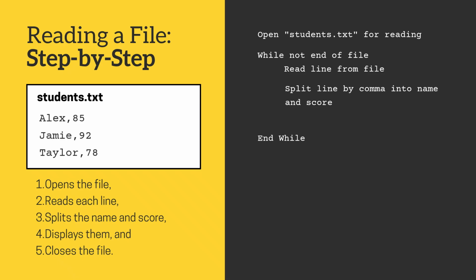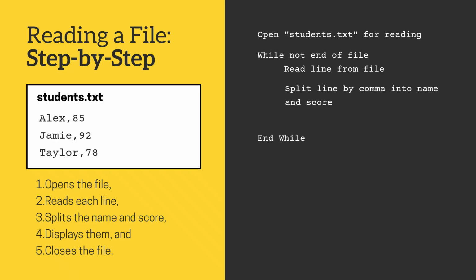Now, each line is going to look like it is here on the left: Alex, 85, Jamie, 92. We can split the line into two parts, before and after the comma. So we use the pseudocode that says split line by comma into name and score. This means that the variable name would store Alex and the variable score would store 85.